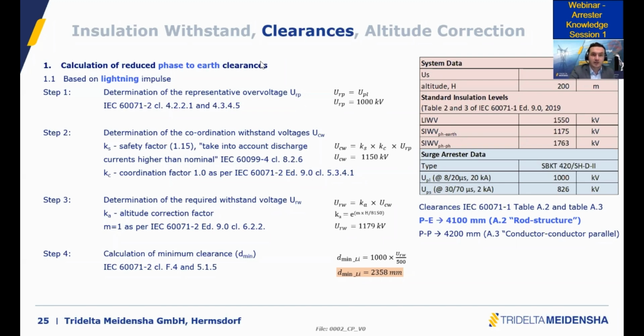The protection level is the maximum expected voltage. But of course, as you can see on the screen, we have some coordination factor also, because we might see higher discharge currents than the nominal discharge current. So that's why you have this kind of safety margin.